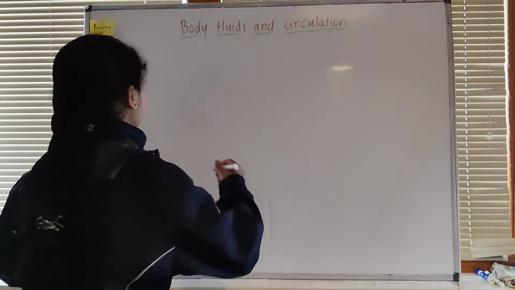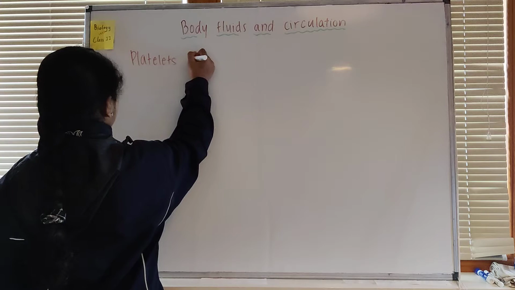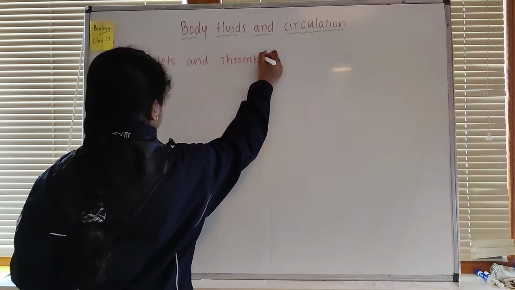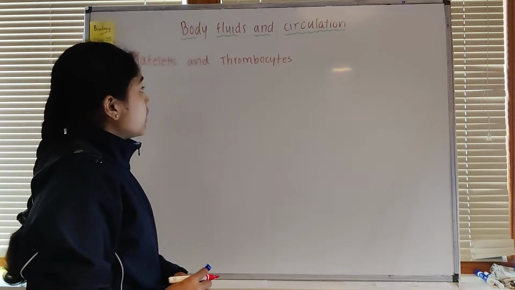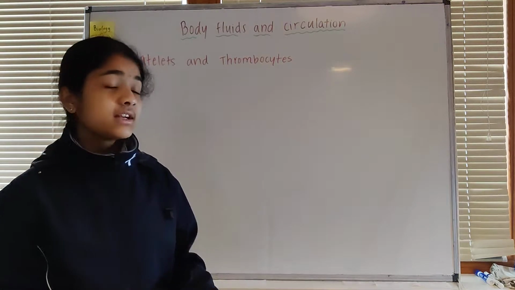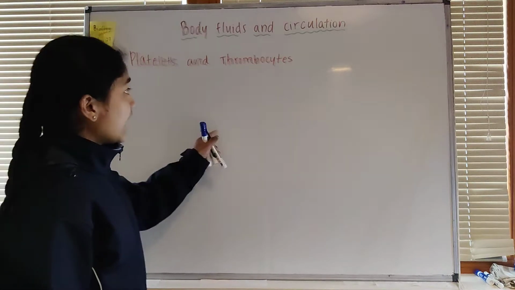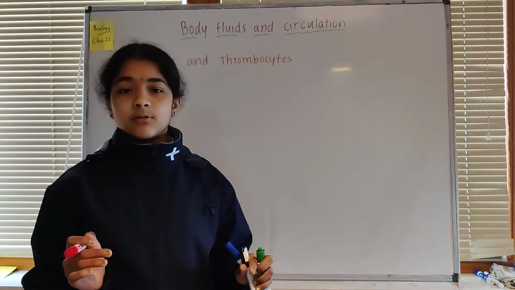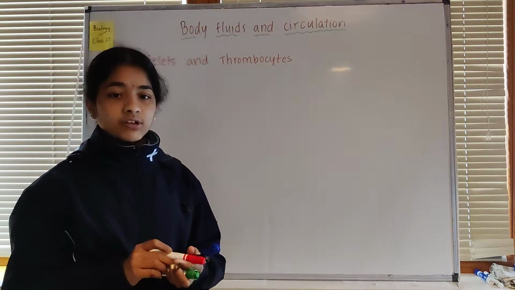In this video we'll take a look at platelets and thrombocytes. We talked about RBCs, that is erythrocytes, and WBCs, that is leukocytes. Now the third formed element in the blood is platelets and thrombocytes. There is a slight difference between them: platelets are not equal to thrombocytes.